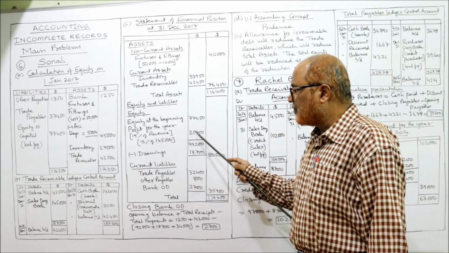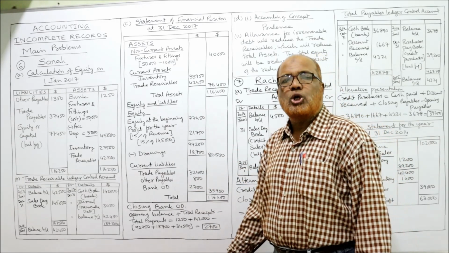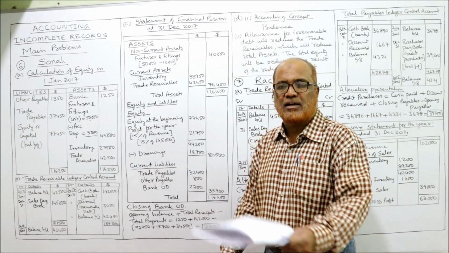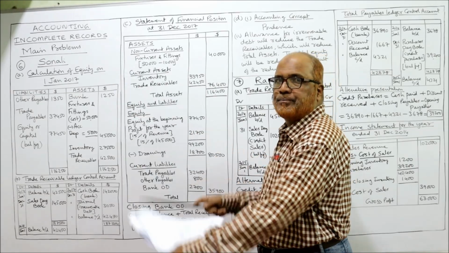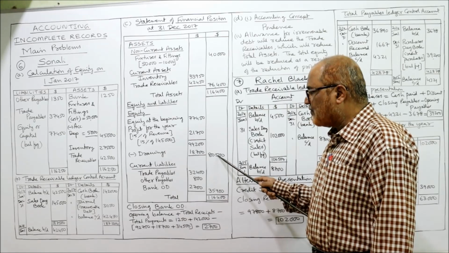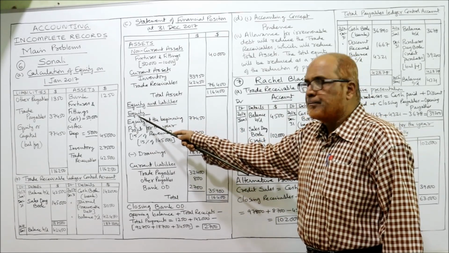Add up 77,450 plus 21,750, 99,200. From this we deduct drawings. It is given in the bank summary that the drawings are 18,700. Deduct 18,700, and the outer column is 80,500. This 80,500 is the equity.